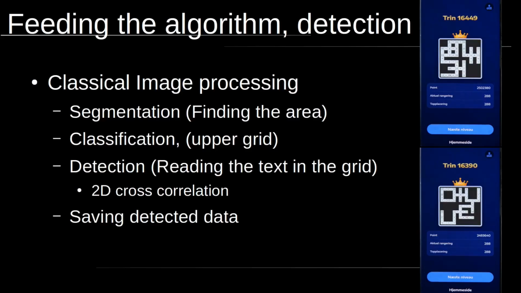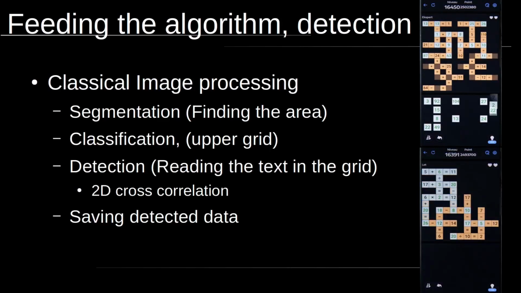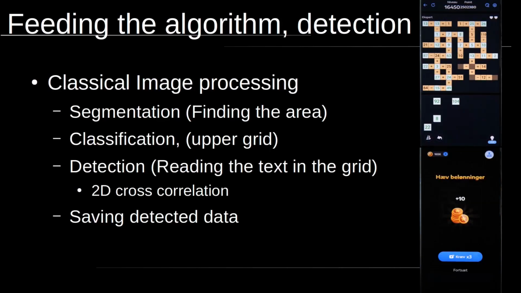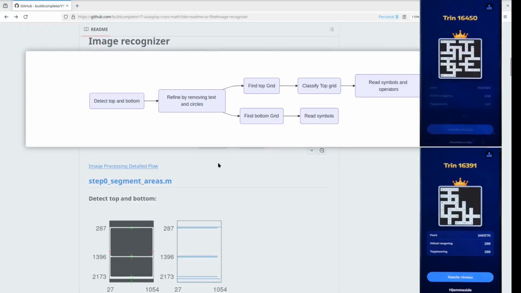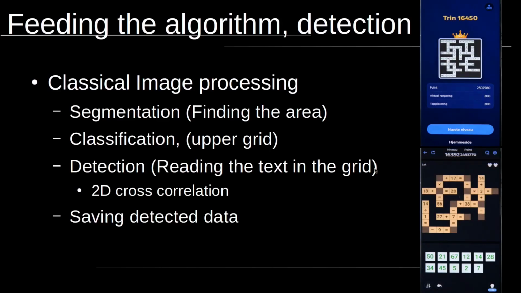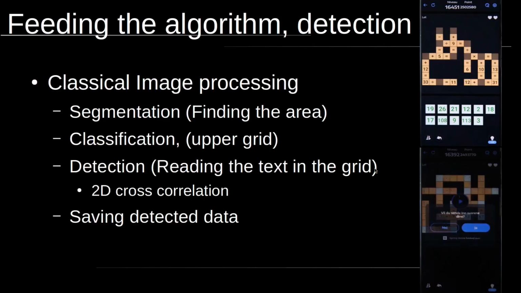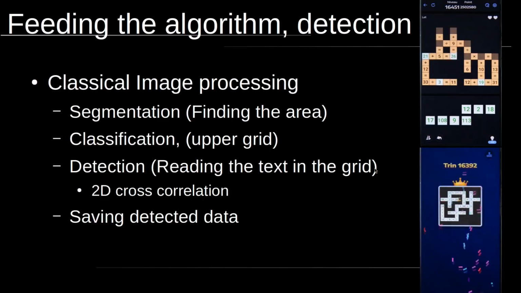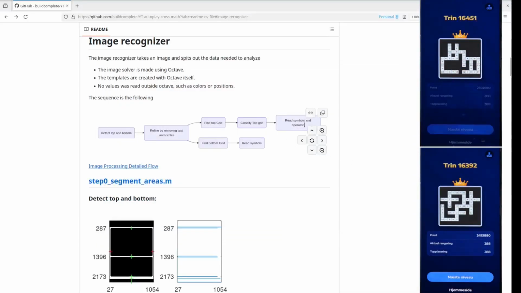Before we get to any of the actual solving of the puzzle, we need to feed the algorithm, which means we need to detect the puzzle game. And I do that using classical image processing. Let's have a look at how I do that. The first part is the segmentation, where I find the areas, then I do classification, and I do detection, which is basically reading the symbols. And then I save the data. So let's have a look at the details.